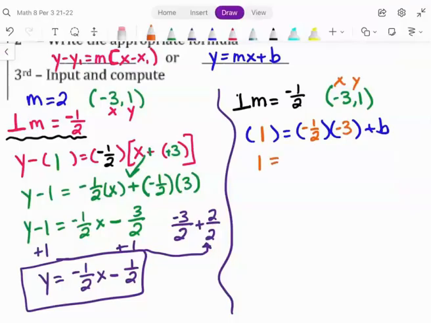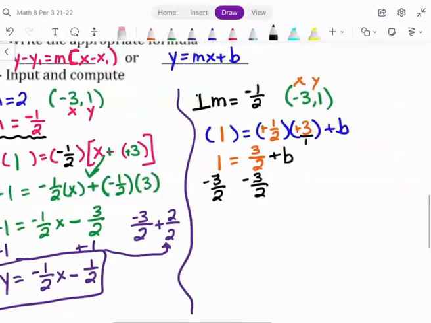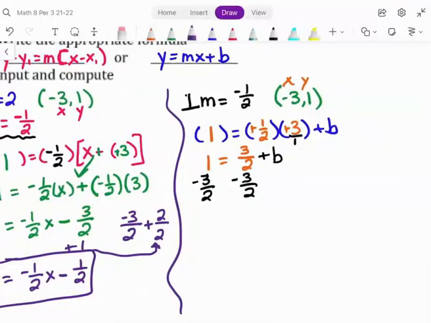So I have 1 equals, a negative times a negative is a positive, so it's 3 over 2. Remember, every whole number is over 1. Plus b. So I'm going to subtract 3/2. Okay, and again, so I have 2 over 2, which was my 1, minus 3 over 2. You guys do it on a calculator, you're just fine. 2 minus 3 is negative 1. So b equals negative 1/2.